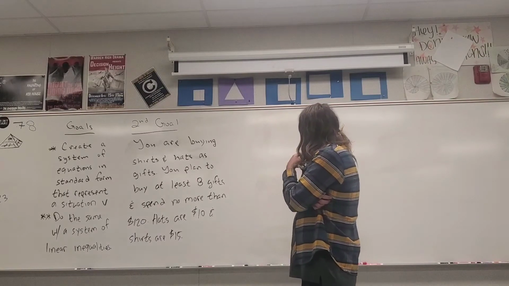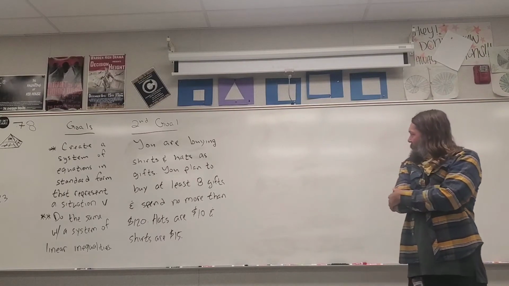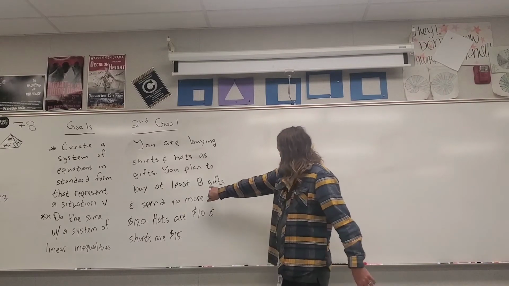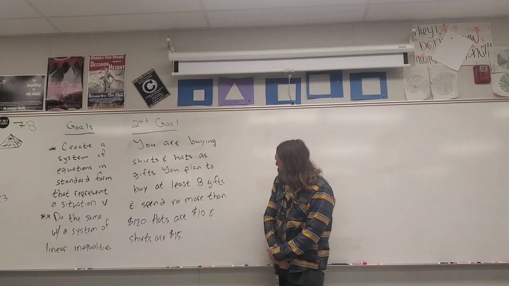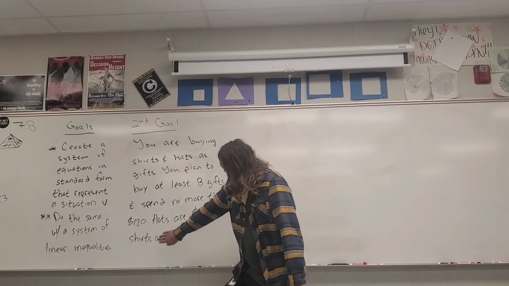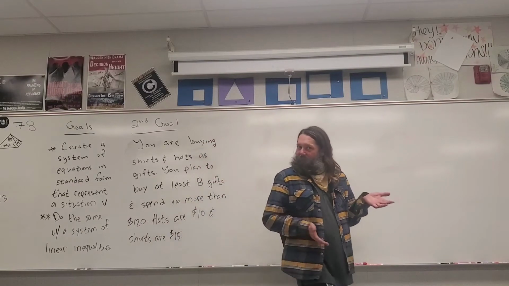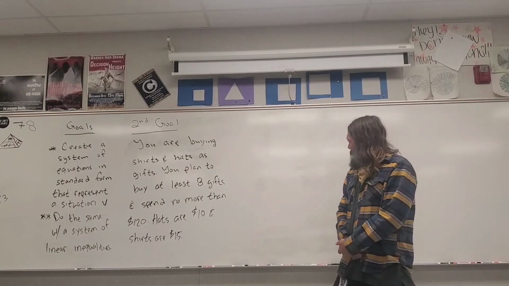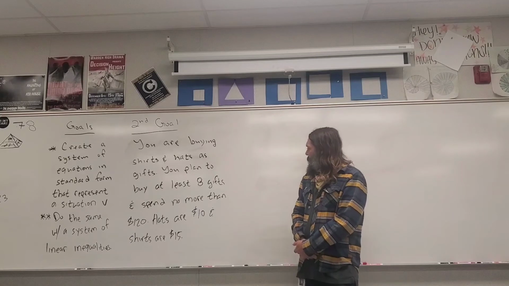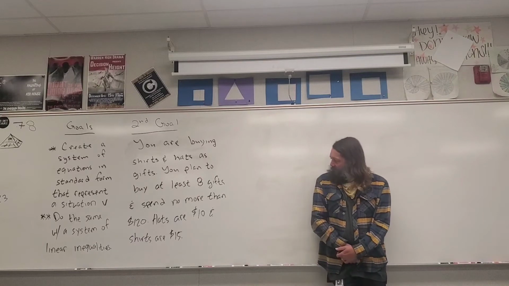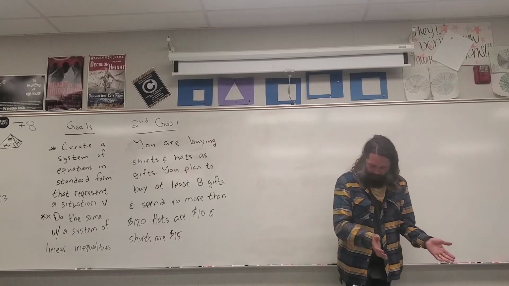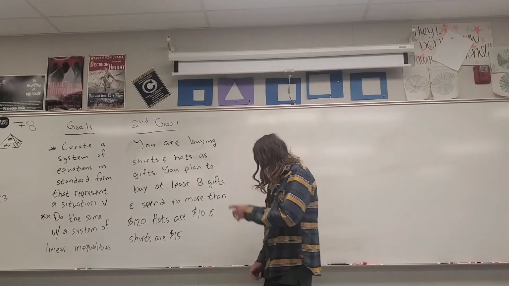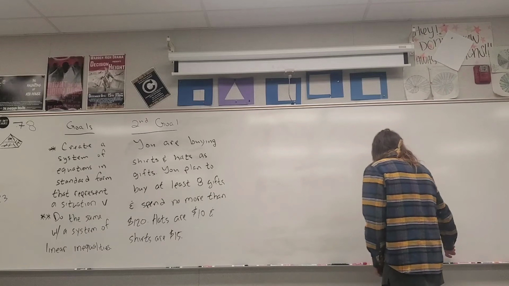All right, so you're buying shirts and hats as gifts. You plan to buy at least 8 gifts. That's a total number. And you spend no more than $120. That's another total number. So I know very quickly what my totals are, all right? So again, you're buying shirts and hats as gifts. You plan to buy at least 8 gifts and spend no more than $120. Hats are $10 and shirts are $15. Okay, so we're going to write two inequalities in standard form using the totals.